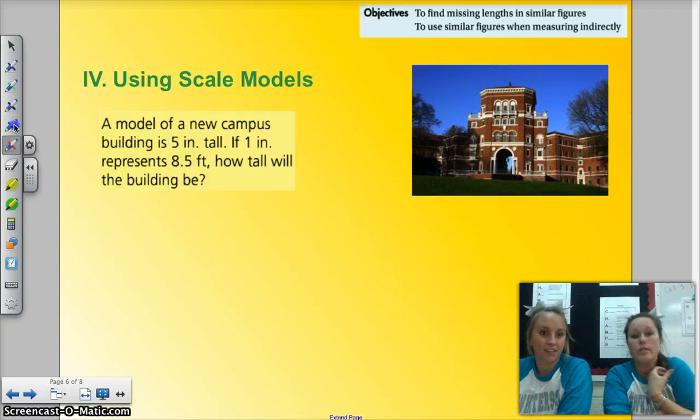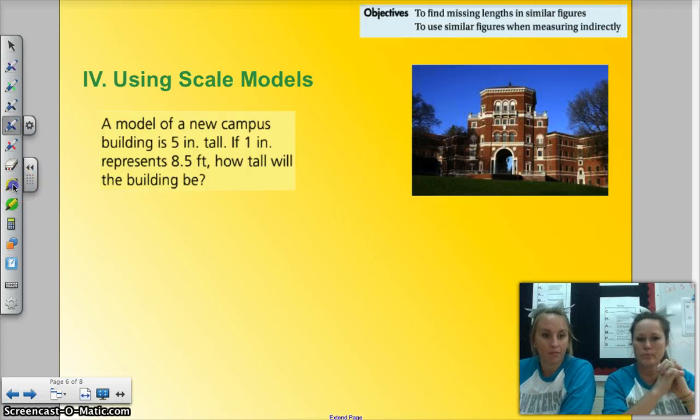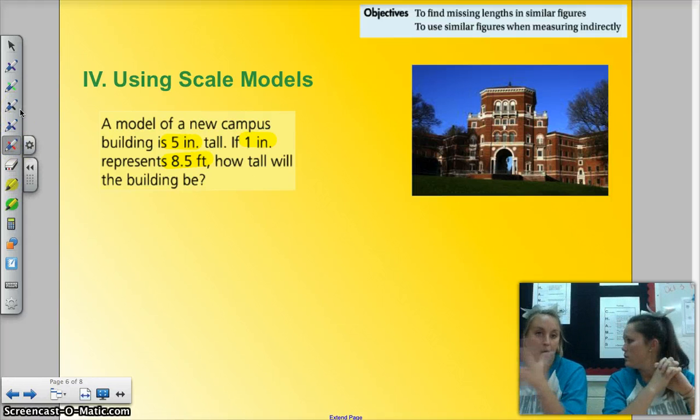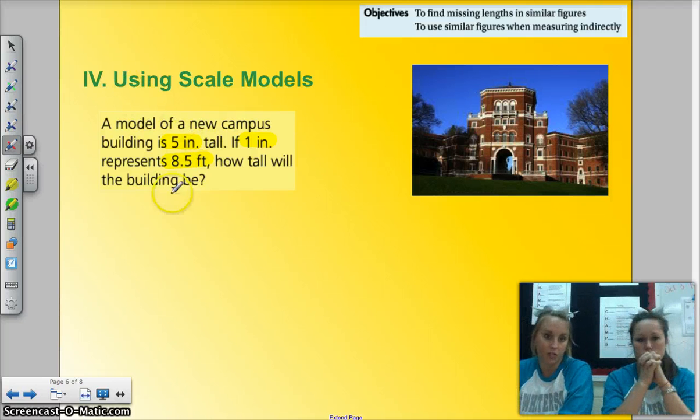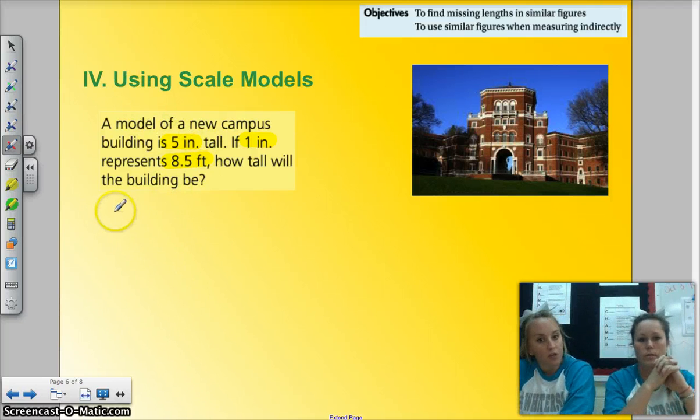It says a model of a new campus building. Okay, so we're going to do it again. A model of a campus building is 5 inches tall. If 1 inch represents 8.5 feet, how tall will the building be? This one doesn't come out and say what our scale model, our key, is. We have to make it ourselves. We'll just interpret it. It tells us that 1 inch is 8.5 feet.